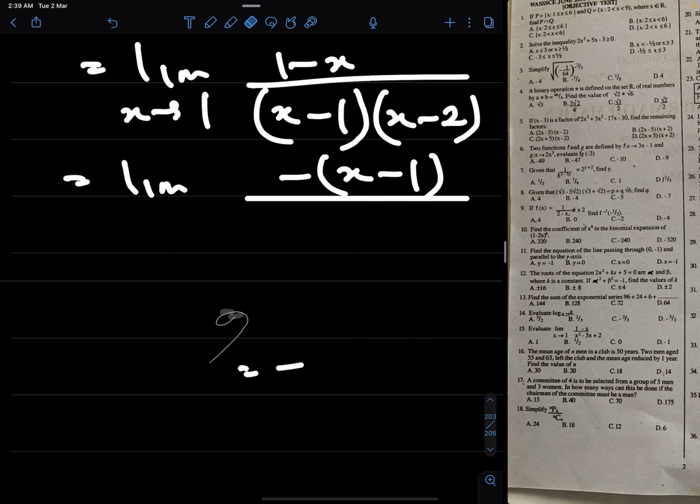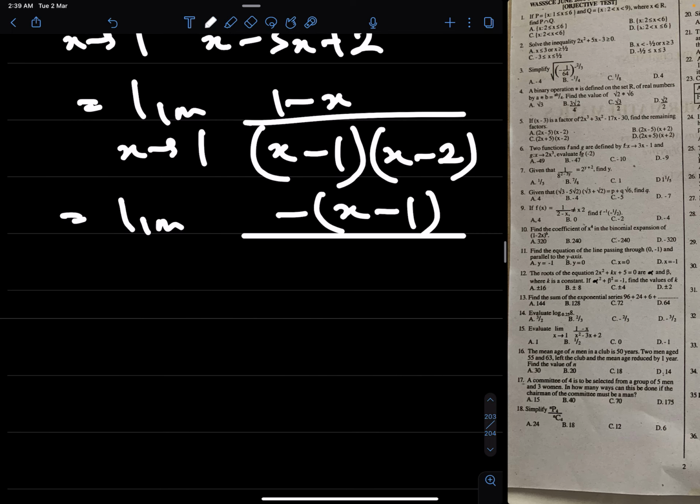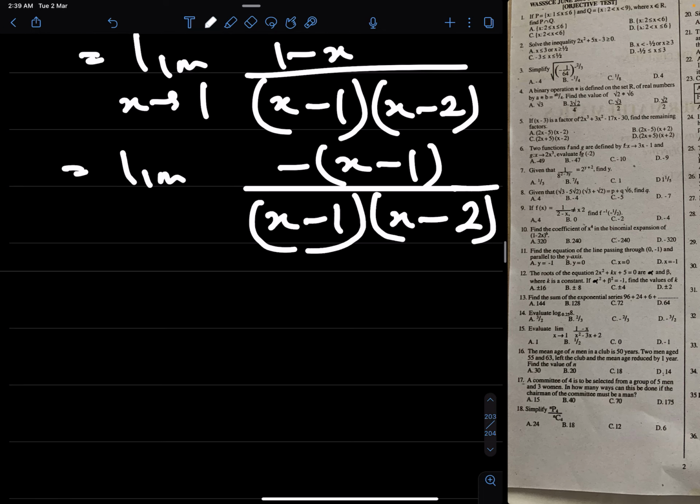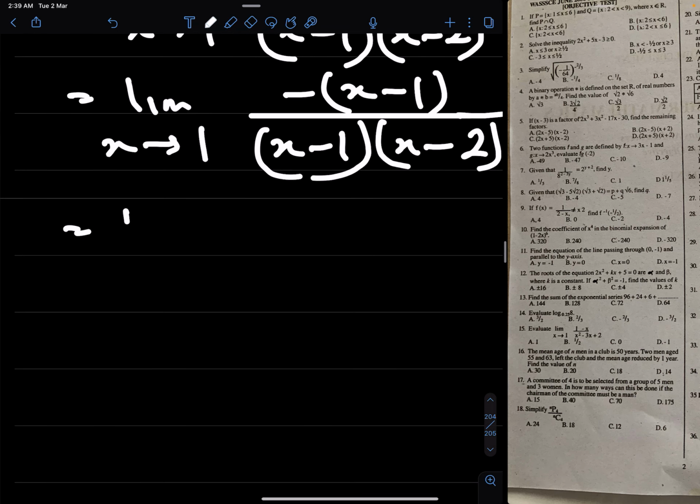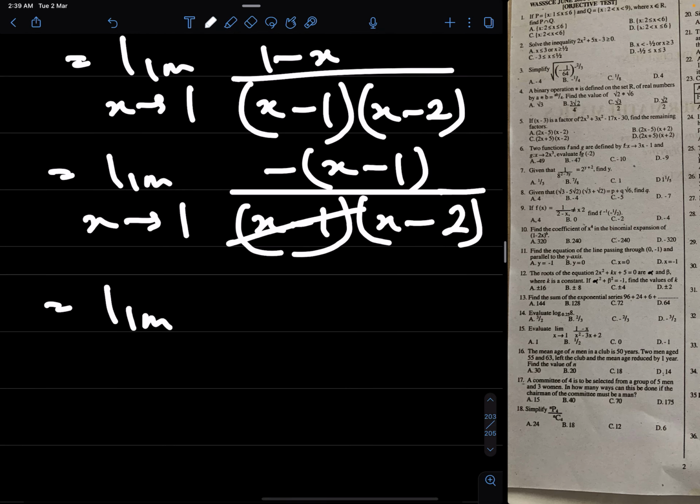So that's another representation for the numerator, all over x minus 1 times x minus 2, and that simply means as x tends to 1, x minus 1 cancels x minus 1, and that will be limit of minus 1 all over x minus 2 as x tends to 1, which is the same as minus 1 over, now we can substitute 1 for x, minus 1 over 1 minus 2, which is of course minus 1 over minus 1, and that's 1.